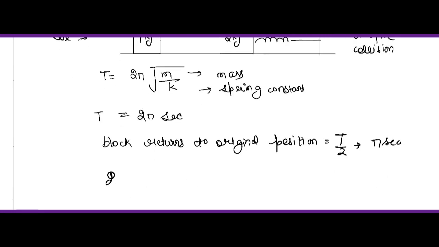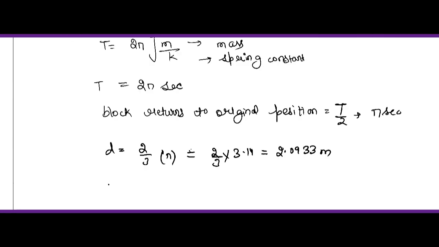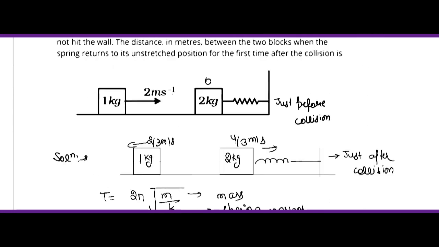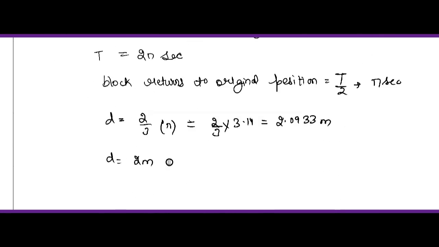So from this we get d, the distance here, equals 2 by 3 times pi, and this will equal 2 by 3 and the pi value is 3.14. So we get 0.33 meter here. So from this we get d is 2 meter here. So this is the distance after the collision. So this is our answer.